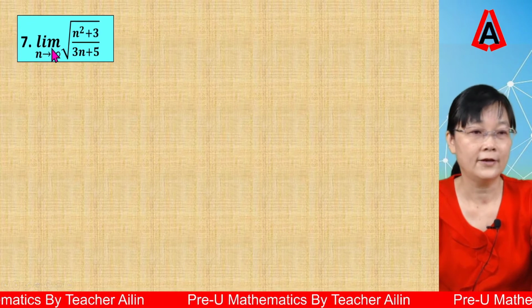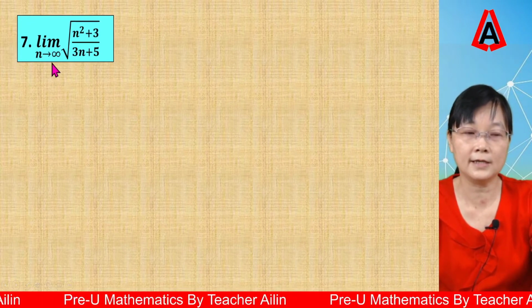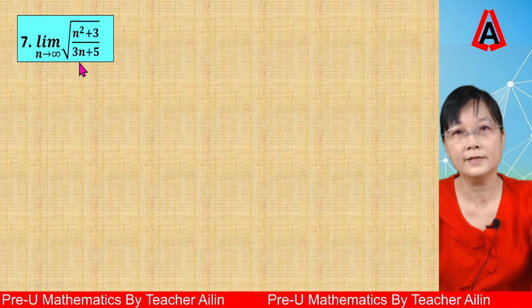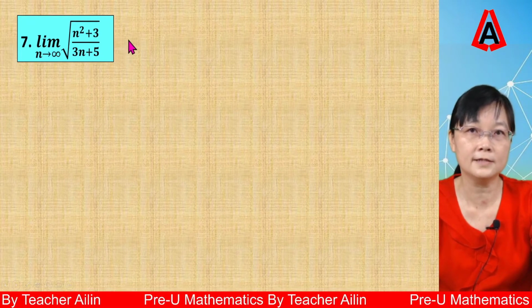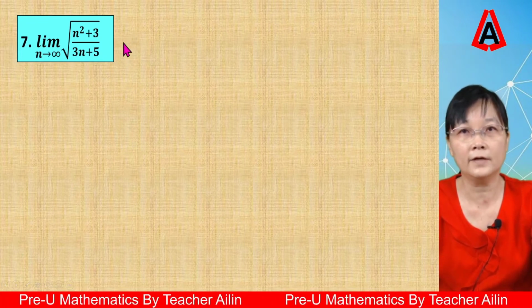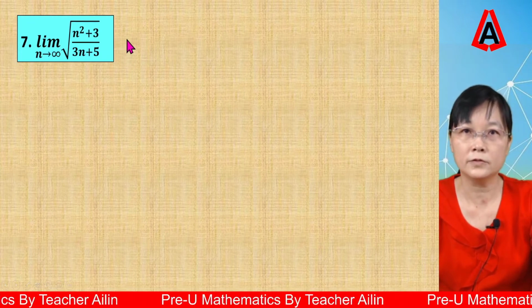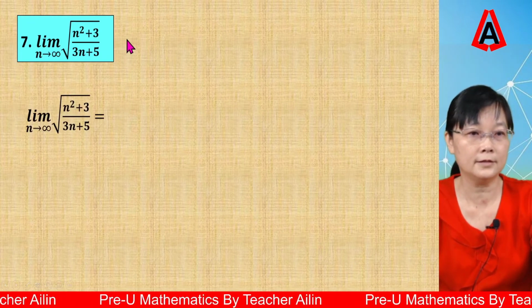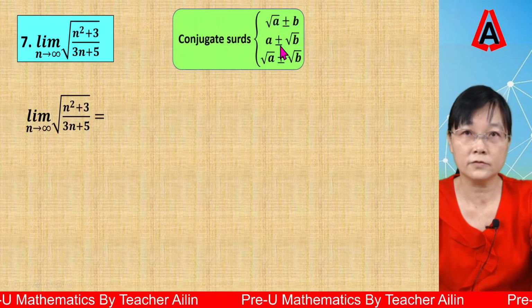Next question. Find the limit of this function as n approaches infinity. For the first time when I substitute n with infinity, I find that the answer is infinity over infinity. That is one of the indeterminate forms of limit. So now I'm going to use another method. For this question, the conjugate method is not suitable.